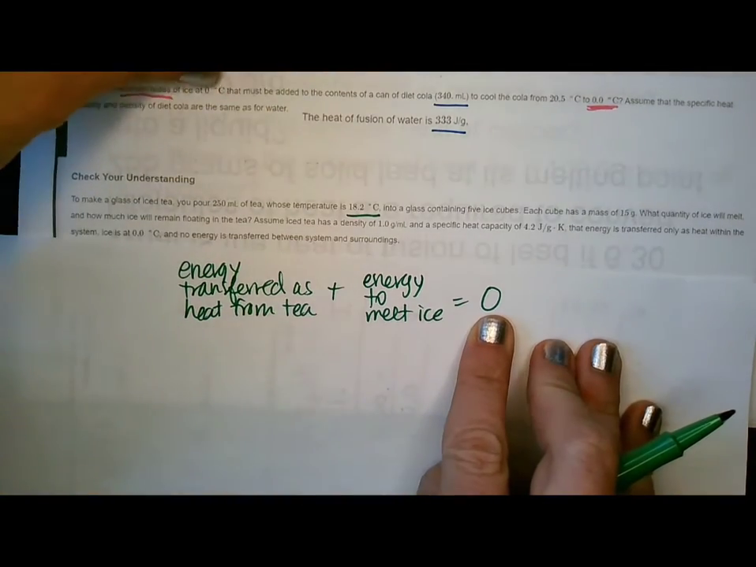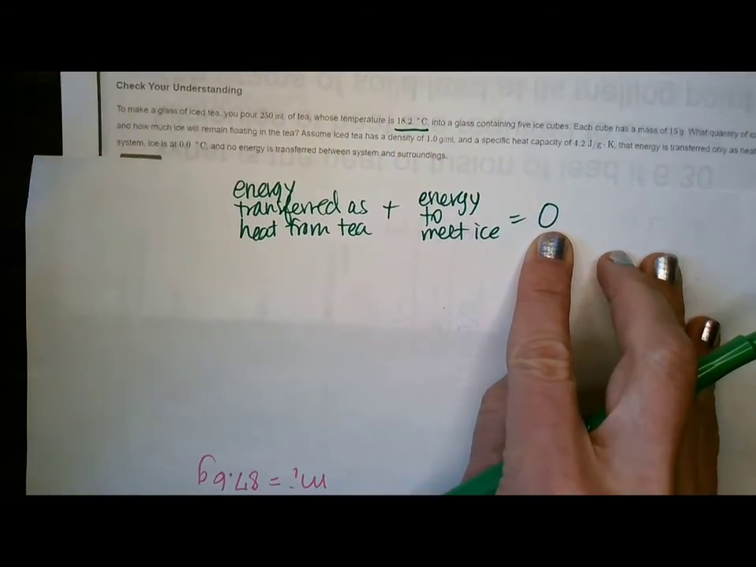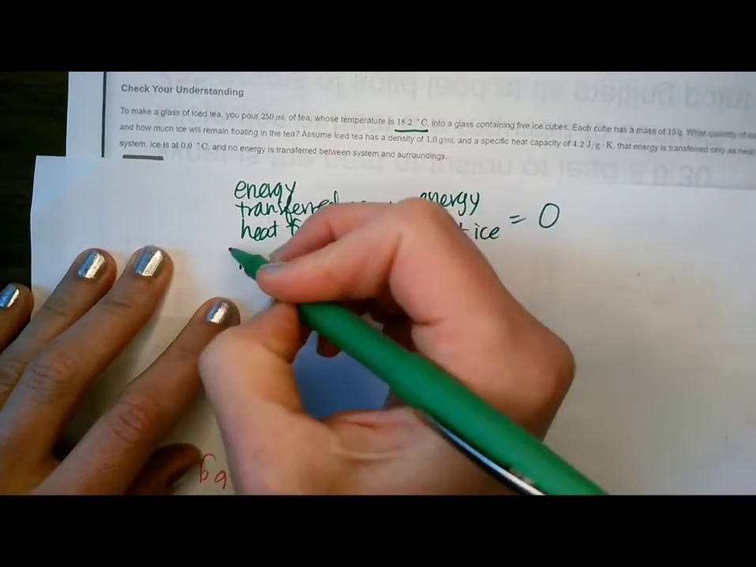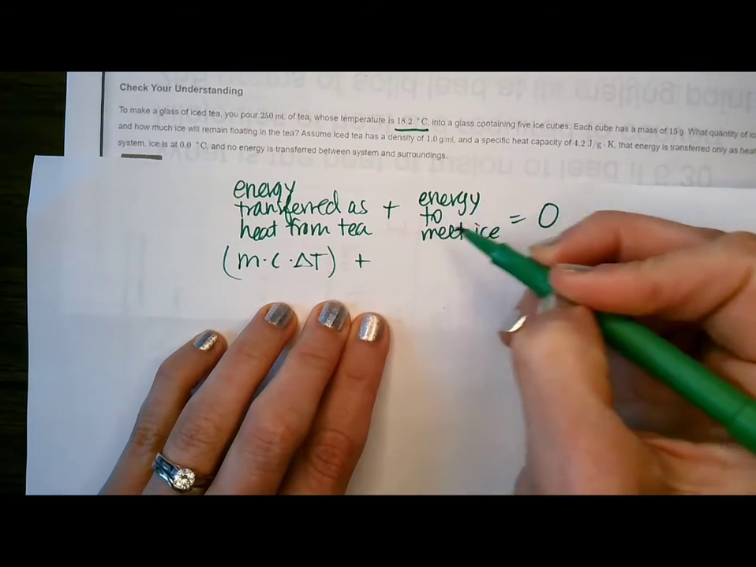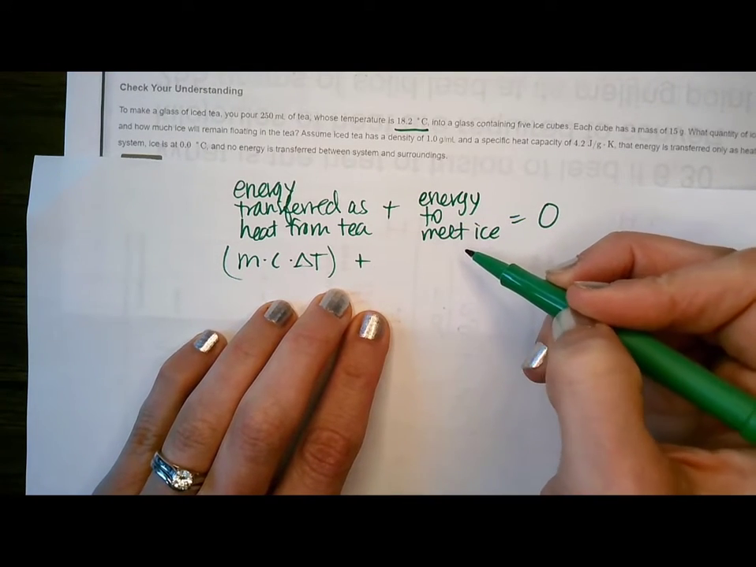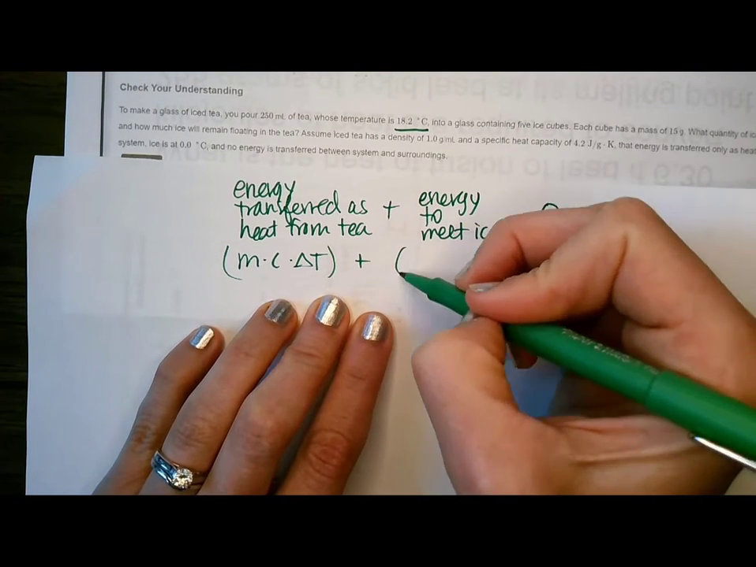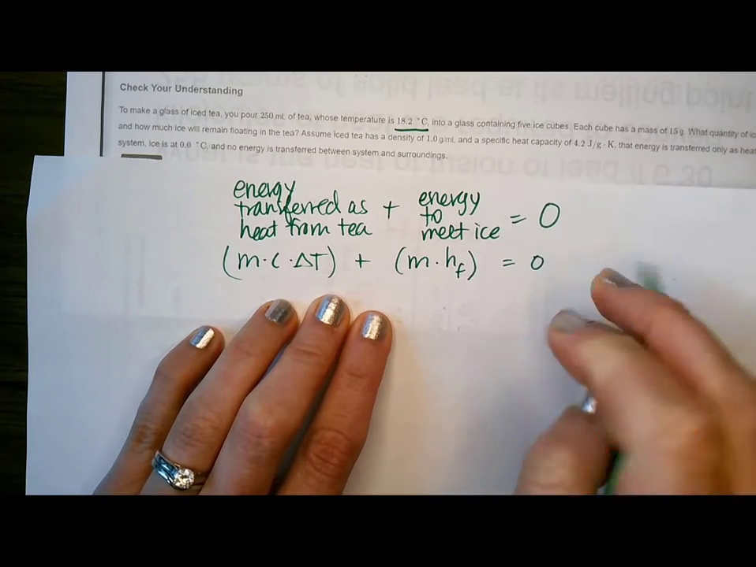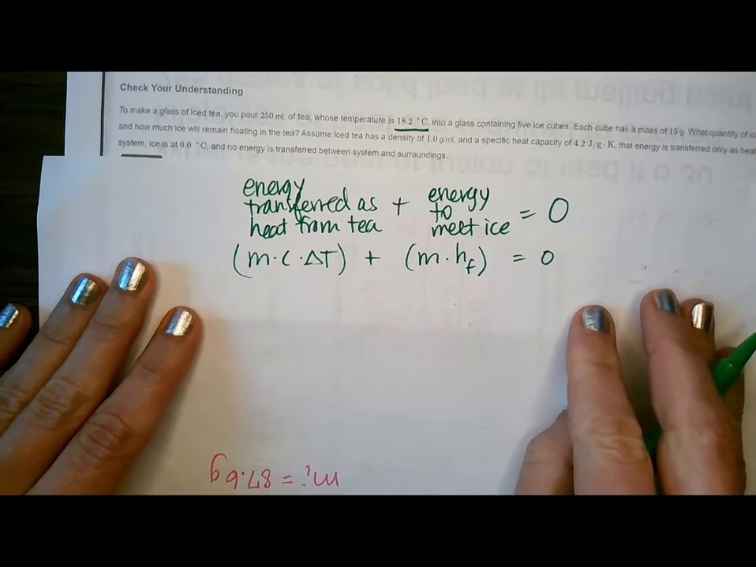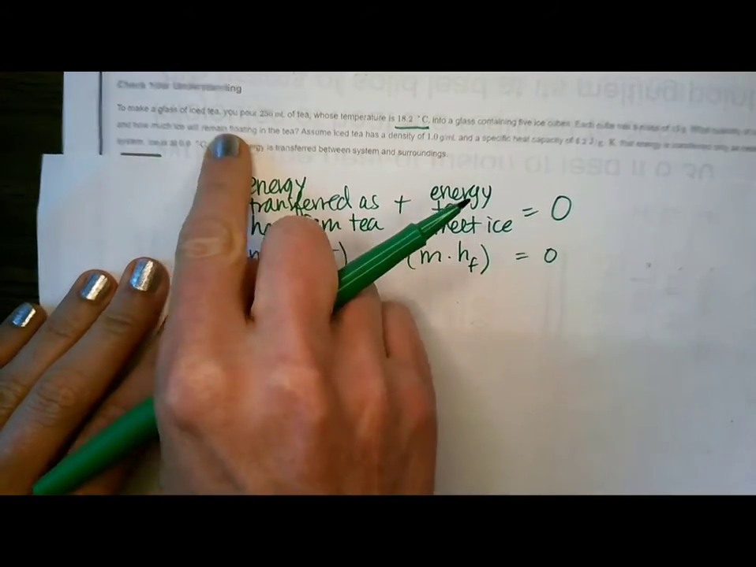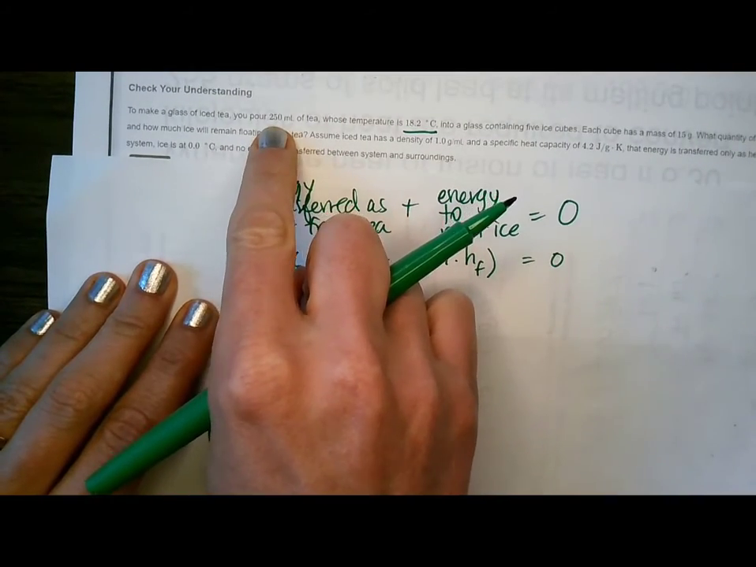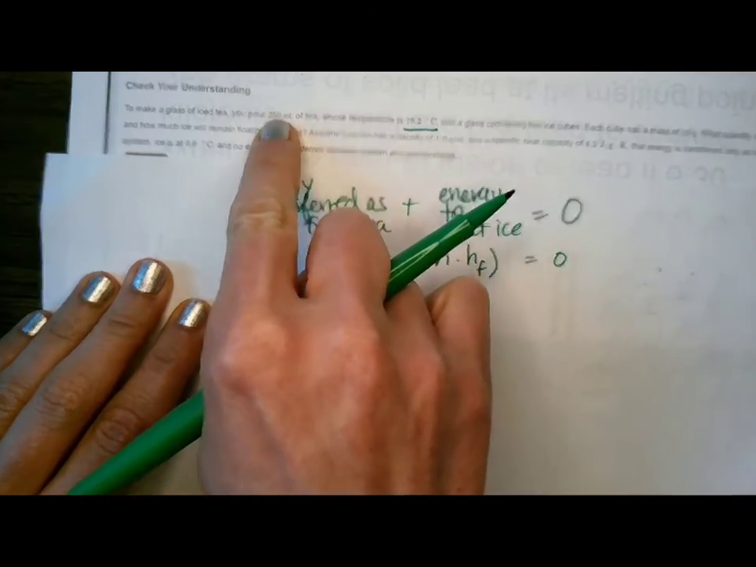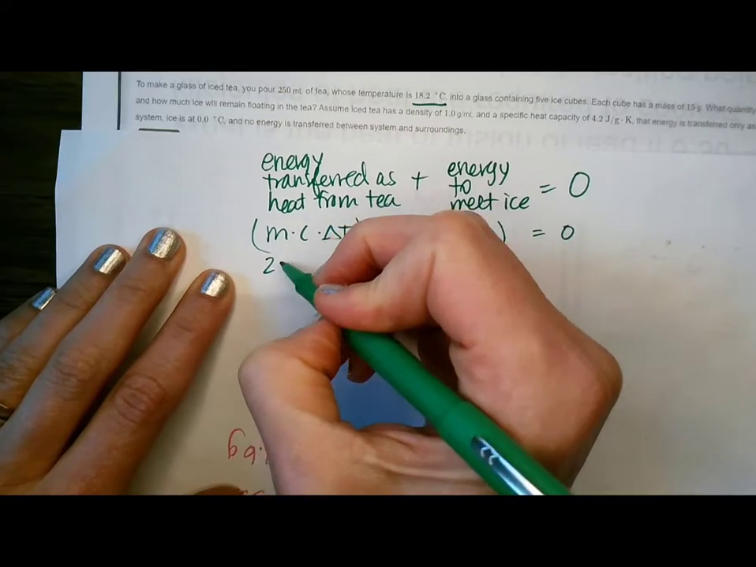So since we have a change in temperature of our tea, we know that we're going to do m times C times delta T to find this bit. Plus, we have ice. All we're doing is going through a phase change. So we need to do mass times the heat of fusion equals 0. So now let's plug in what we know. We know that we have 250 milliliters of tea, and everything said to assume density of water. So if I have 250 milliliters, I have 250 grams.